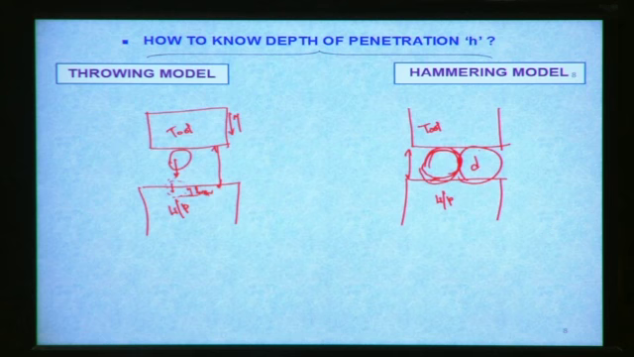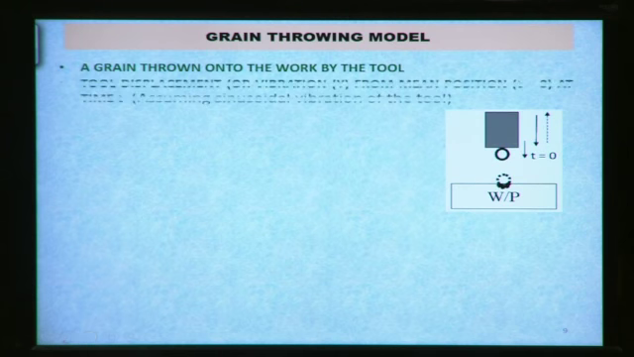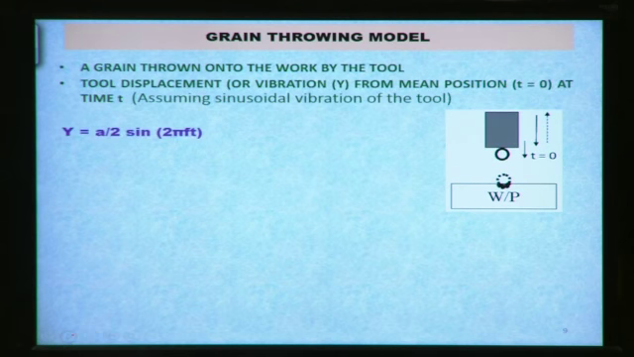So there are two models, one is the throwing model and the other is the hammering model. We shall discuss the throwing model first, and after that we shall discuss the hammering model. So, the grain throwing model: a grain is thrown onto the workpiece surface by the tool.